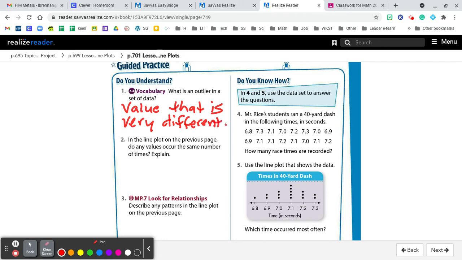In the line plot on the previous page, do any values occur the same number of times? Sure, there's a couple that occur the same number of times. Yes. 1/2 and 1 and 1/2 occur the same number of times. Both have values with 2 dots in them. So they both have 2 values.